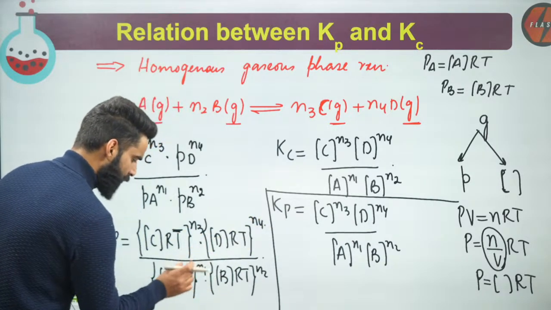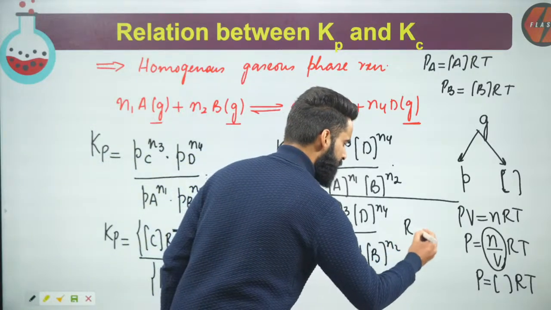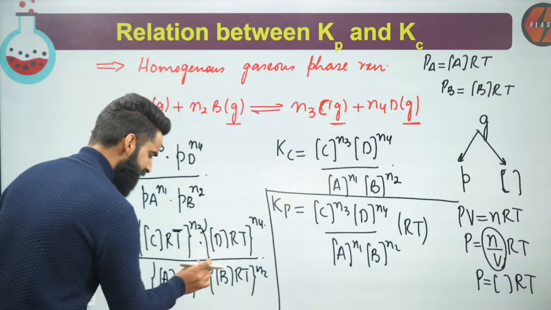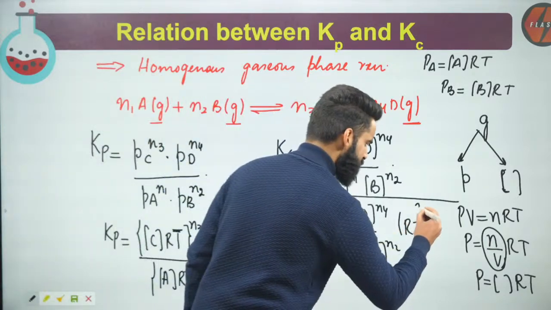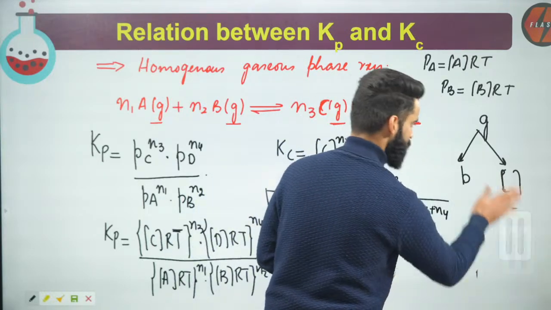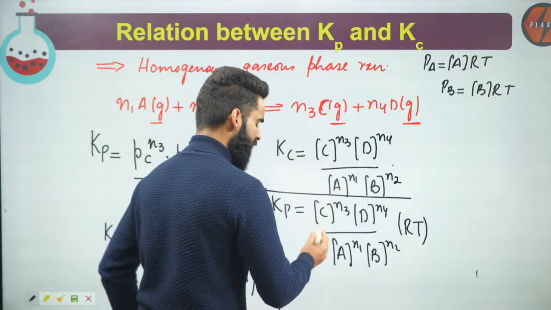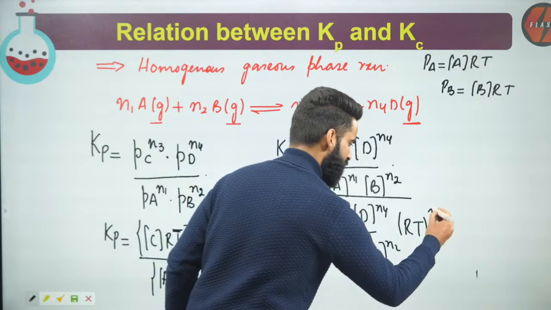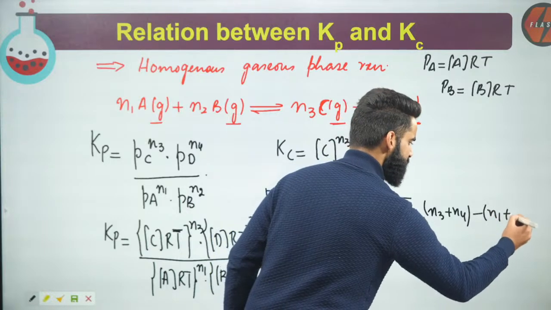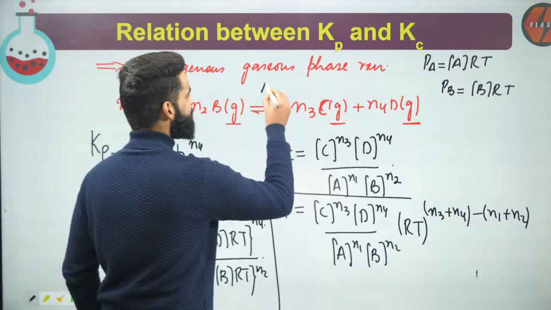In the denominator we have RT to the power n1, RT to the power n2. So I'm going to take RT in common, and RT to the power (n3 + n4) − (n1 + n2). Let me erase this part so that I can get some space. So Kp will be equal to this part multiplied by RT to the power (n3 + n4) − (n1 + n2).